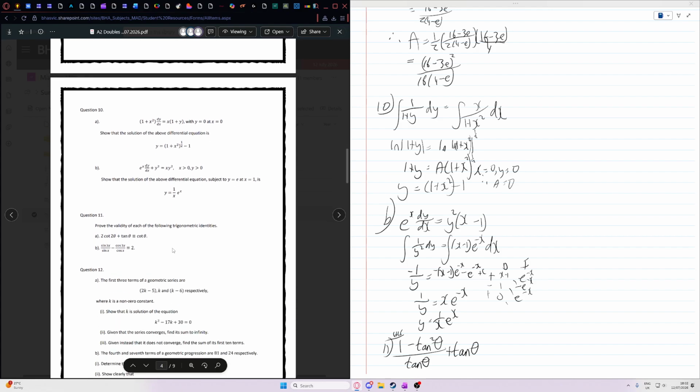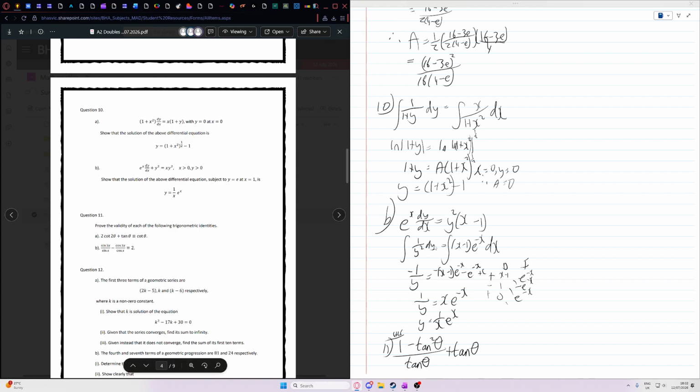Question 10, there's some differential equations. Differential equations until second year is just the exact same. All you're doing is just separating the variables. Yeah, and then you're just going to get this. Sorry, a is not 0, a is 1. I don't know why I put that there.